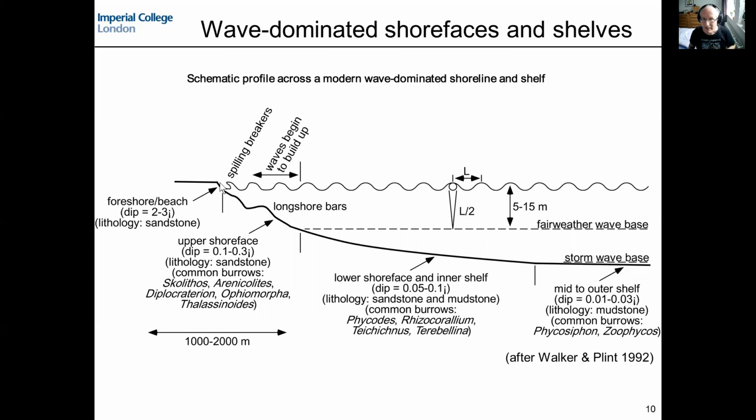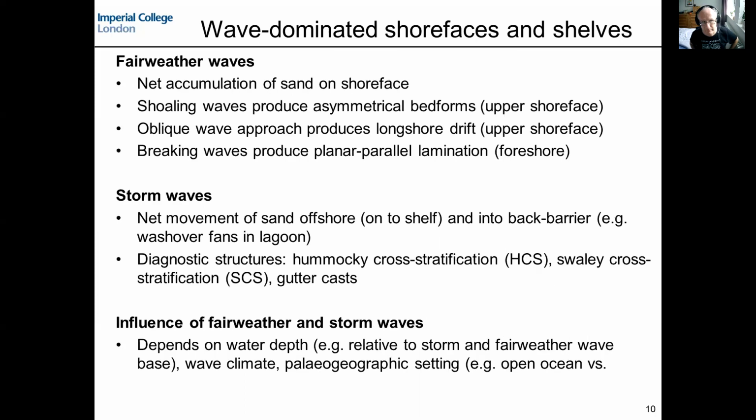This is what we might imagine standing on if we're by a coastline. We see the waves breaking, and we have a flat surface that dips gently towards the sea. So that's an idealized cross section through a shore face. One of the key things here is that fair weather waves tend to move sand onto the shore face and the upper part of the shore face.